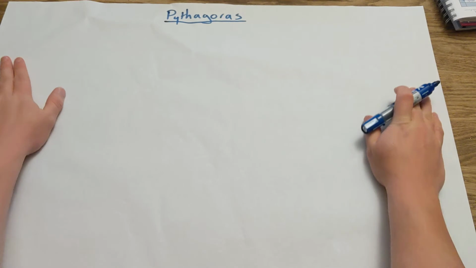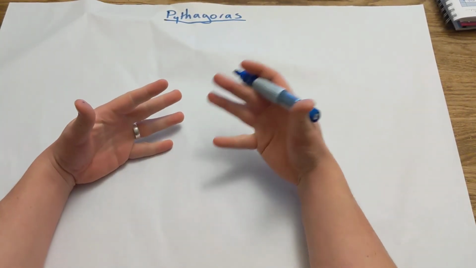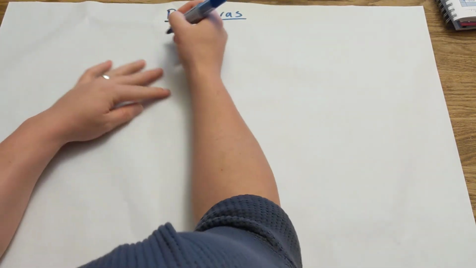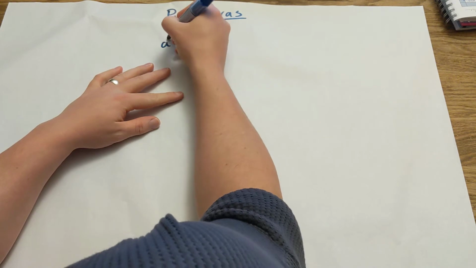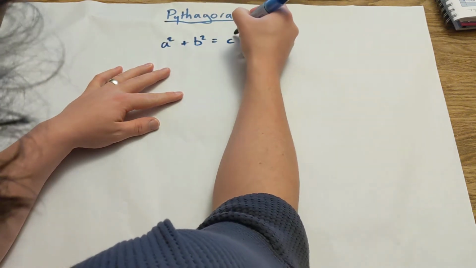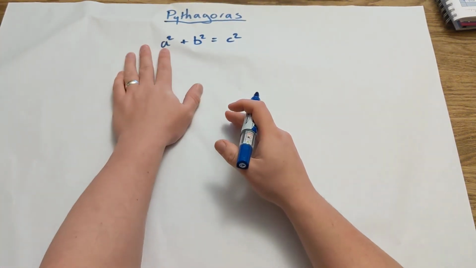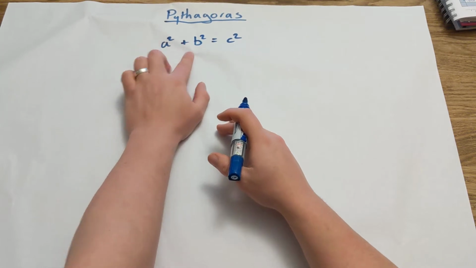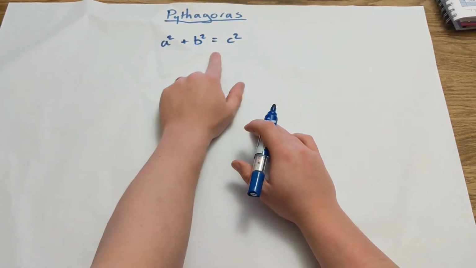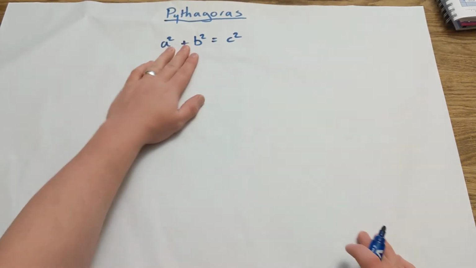There's a couple of ways Pythagoras' theorem is written, but I'm going to go with the way you'll get it on your equation sheet, so it stays familiar to you. And that is a squared plus b squared equals c squared. This means if you square one side and add it to the other side squared, you get the third side squared. But we need to be really careful with which side is which.